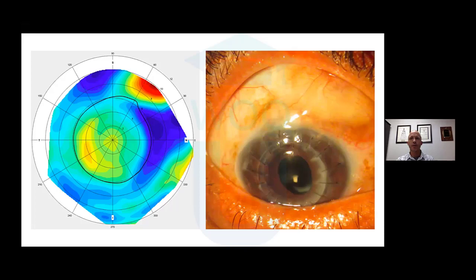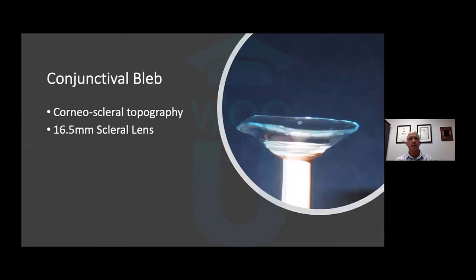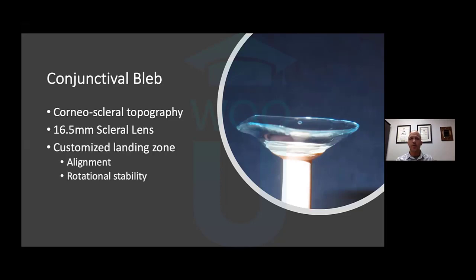Fairly significant bleb that we're going to have to deal with, especially with a scleral contact lens. For this patient, and really now with the availability of measurement, I tend to use localized vaults over those blebs rather than notches. So for this patient, we use the elevation map for a more free-form design, a 16.5 millimeter scleral lens. It has a customized landing zone that takes into account the entire shape of the scleral surface, which not only allows for better alignment of the landing zone, but rotationally stabilizes that lens position so it doesn't move off its position.